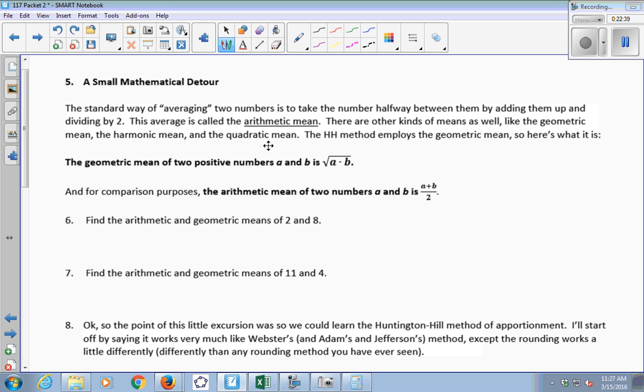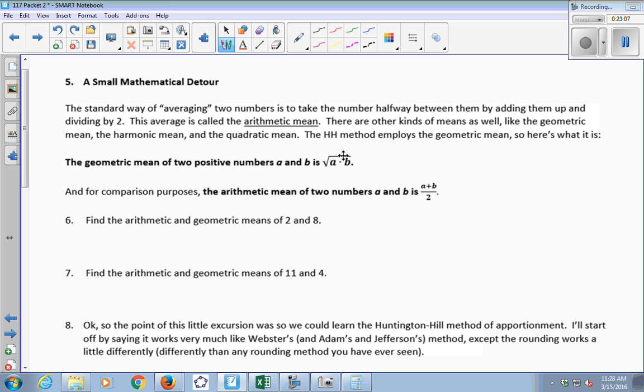That average is called the arithmetic mean. And it's the most frequently used kind of average there is, right? But there are other kinds of means as well, other kinds of averages. We have the geometric mean, the harmonic mean, the quadratic mean. They're all different ways of finding the average of two numbers, like what is halfway between two numbers. So the Huntington Hill method employs something called the geometric mean.